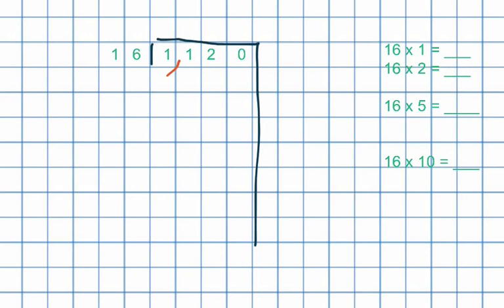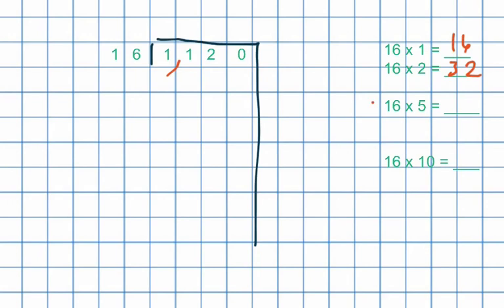So now that I'm looking at the problem, I want to think about some large chunks I can take out of 1,120. So to figure out the size of my chunks, I'm going to first think of 16 times 1. That's simply 16. Then I'm going to think of 16 times 2. That would be 32. If I doubled 16, 16 plus 16, it'd be 32.